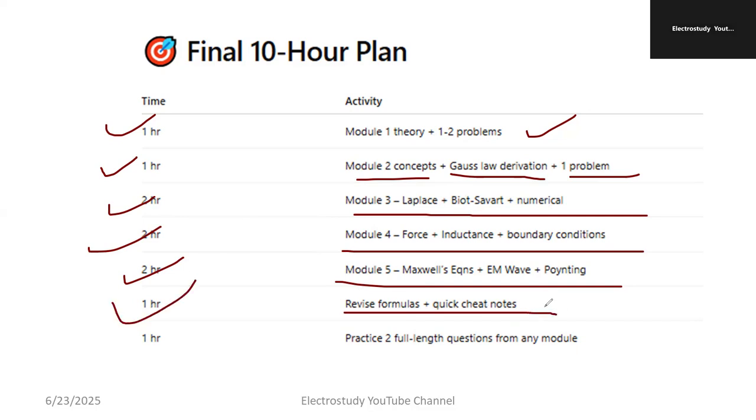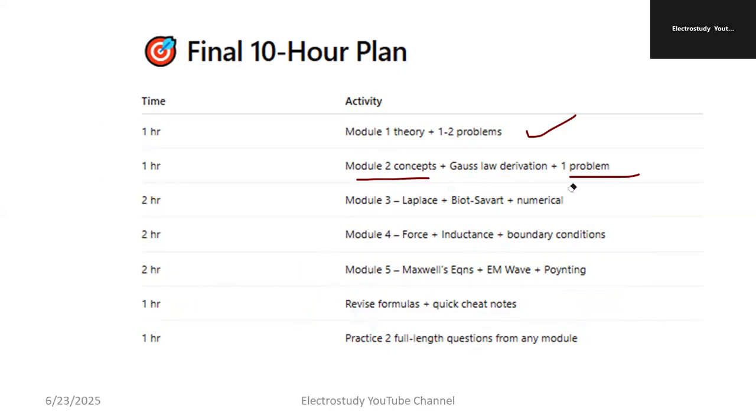Then revise the formulas which I already mentioned and prepare cheat notes, so that you can keep on memorizing and recall them. Kindly write and practice instead of reading. Then at last you can go for full-length questions from any modules. If you still have time remaining, try to solve a few more problems so that you can confidently appear for the examination. So these are the suggestions from our side.